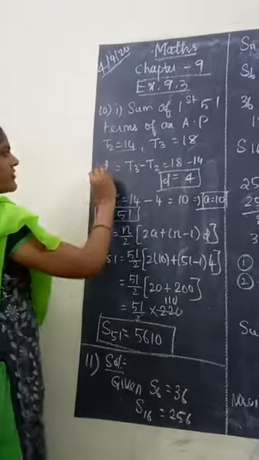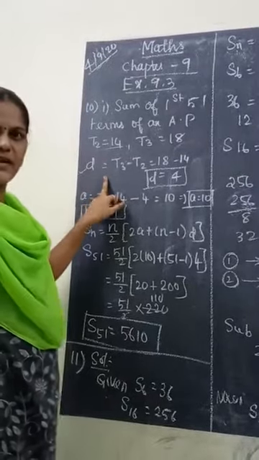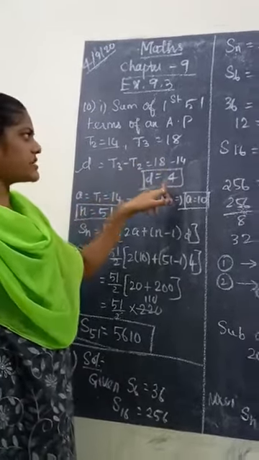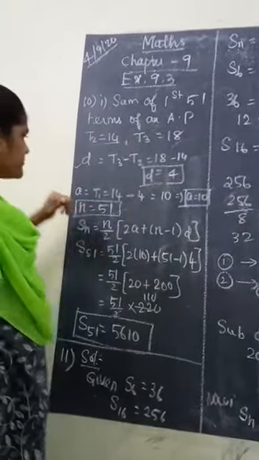Okay. So how do we find d? d equal to a2 minus a1. Here we have terms. What is it? T3 minus T2, 18 minus 14. d is equal to 4.